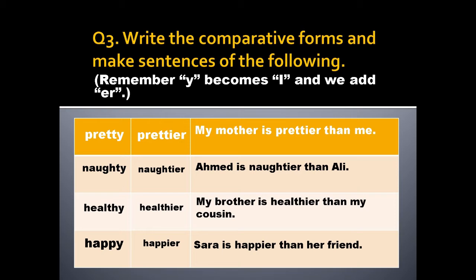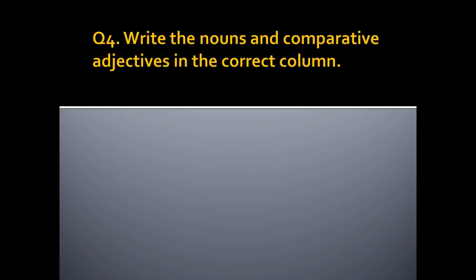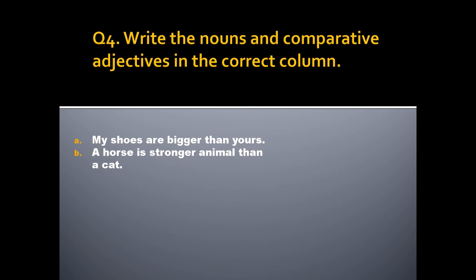Now, we have to move toward question number 4. See question number 4. Write the nouns and comparative adjectives in the correct column. So class, what you have to do? You have to write the nouns and comparative adjectives in the correct column. So see the sentences. My shoes are bigger than yours. A horse is a stronger animal than a cat.